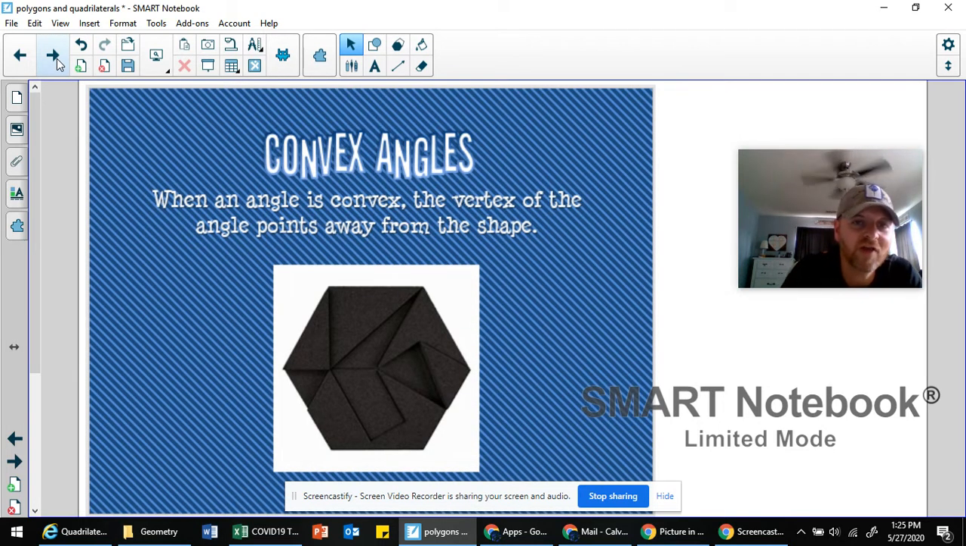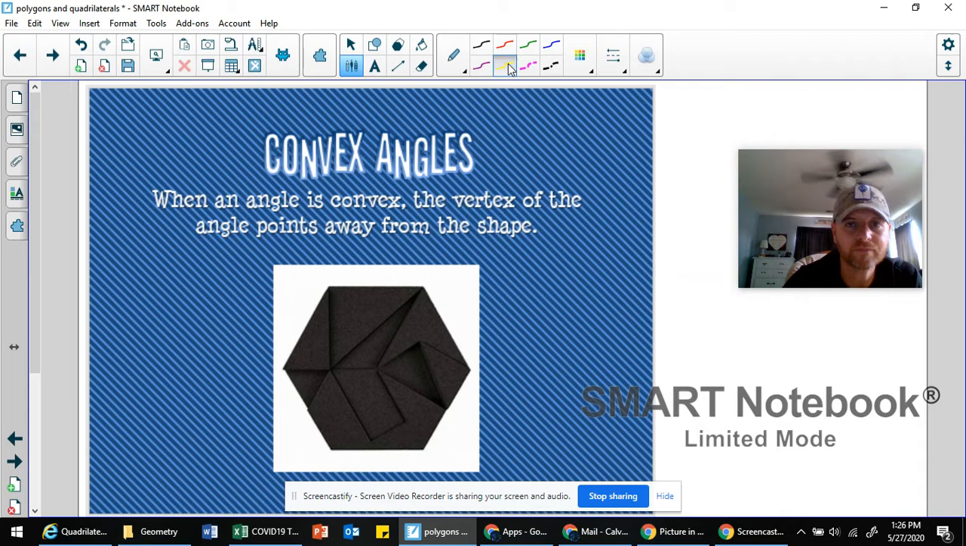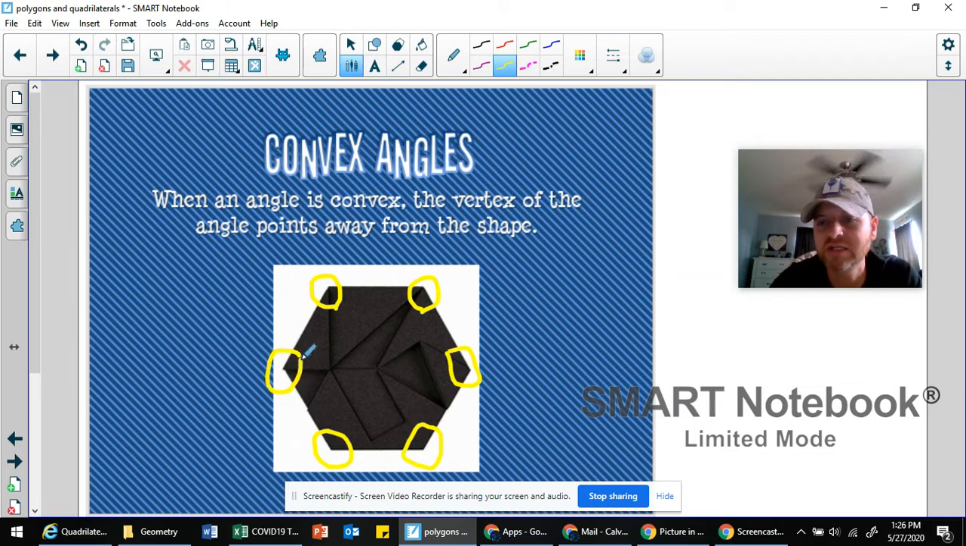All right, the opposite of concave would be convex. So some angles are convex angles. When an angle is convex, the vertex of the angle points away from the shape. This is how most shapes are that you're used to. So here's a hexagon, and if you look, all of the angles on this hexagon are convex, meaning they're pointing out. Okay, the vertex is pointing away from the shape. You can see 6 sides, and you'll notice that whenever you know the number of sides, there's always going to be that many angles. 6 sides meaning 6 angles as well, and they're all convex pointing out.